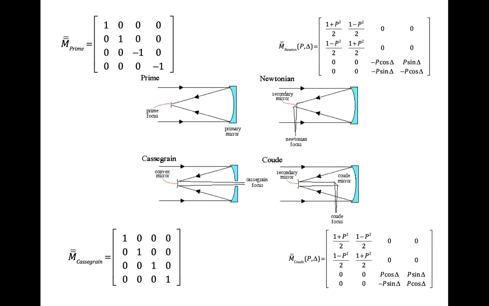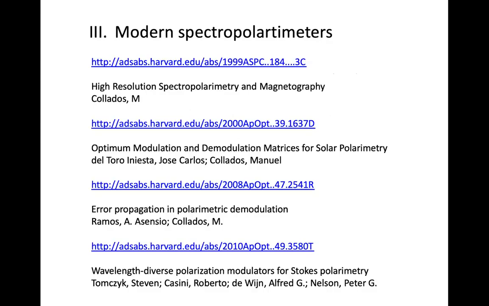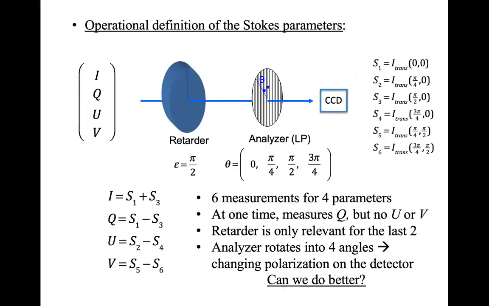So here you have the Mueller matrix of Gaussian grains, and all kinds of focuses, depending on, you just have to follow the 90 slides that I just went through really quickly. So I want to start a little, I'm going to go more slowly here with modern spectropolarimeters.